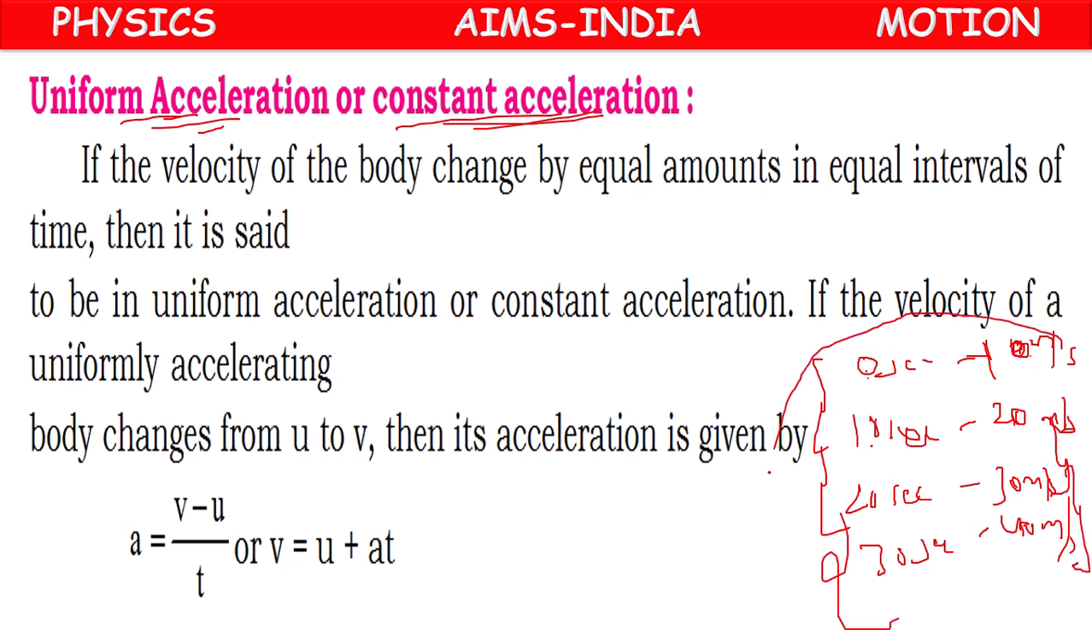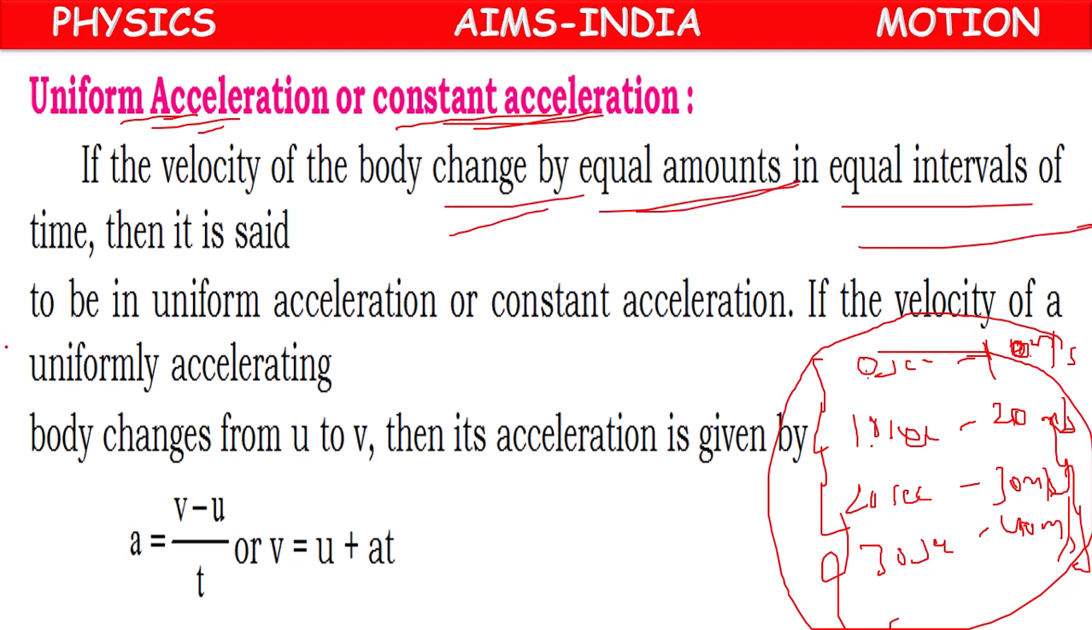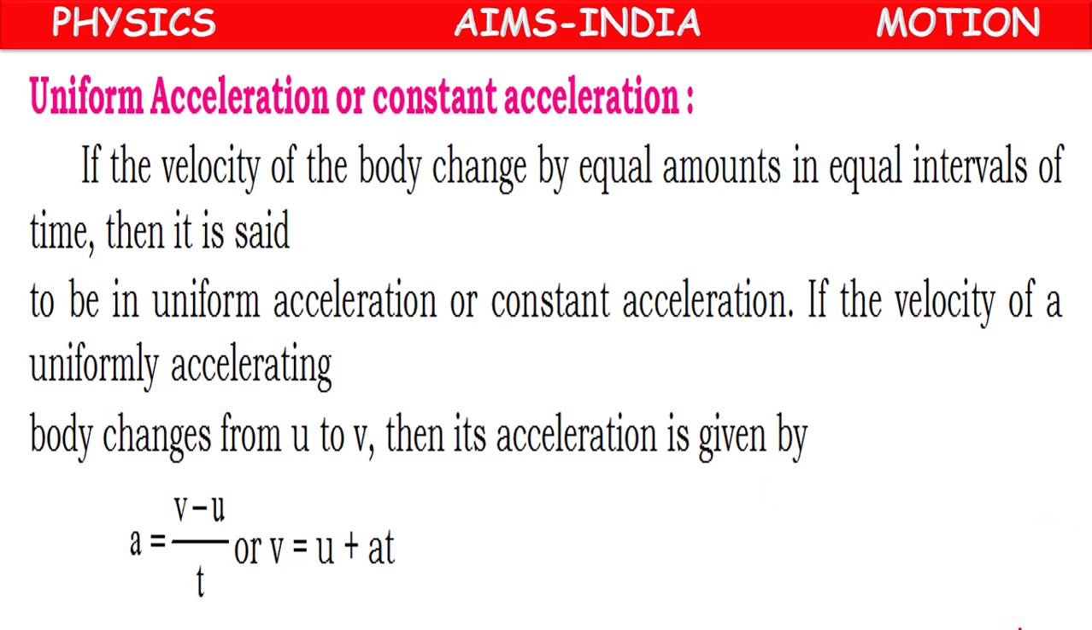Like this, if the change of velocity is in equal amounts in equal intervals of time, here the time interval should be equal and the velocity change should be equal, then we can tell that the body is moving with uniform acceleration or constant acceleration. Means velocity is changing but in a uniform way, like a constant.